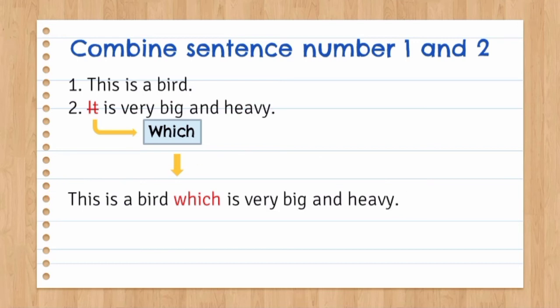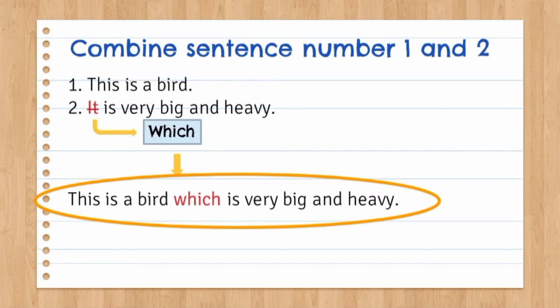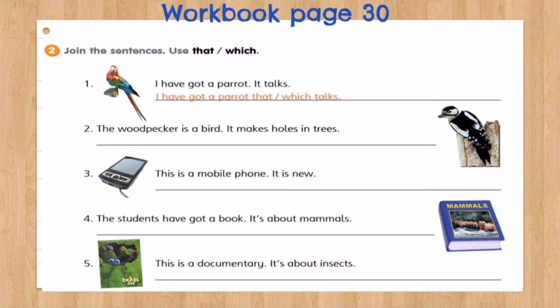And the last example is the first sentence. This is a bird, and the second sentence, it is very big and heavy. So we are going to combine those two sentences by erasing the subject it and changing it with which. And the sentence will be like this. This is a bird which is very big and heavy.